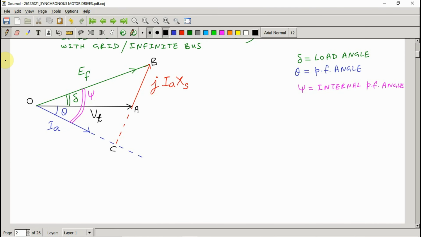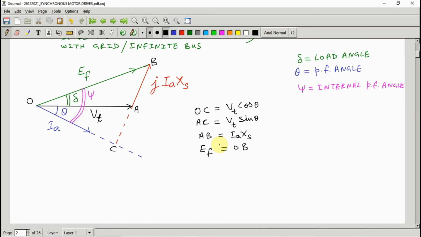So what are we going to write? We can see from the diagram that OC equals Vt cos theta, and AC is given by Vt sin theta. And obviously we can easily make out that AB is the voltage drop in the synchronous reactance, that is IA into XS. And what is EF? EF is nothing but OB.